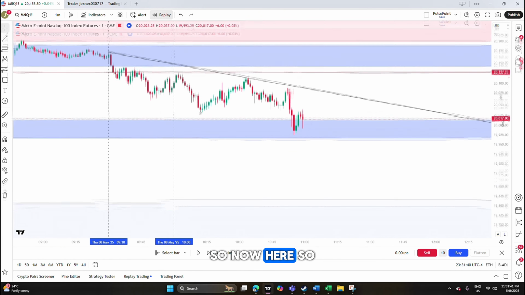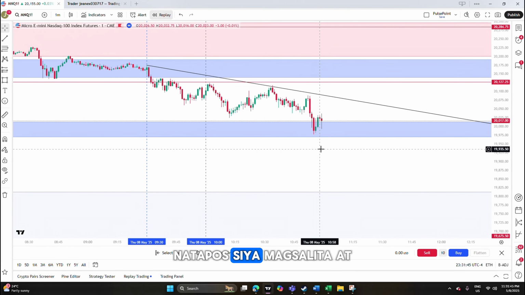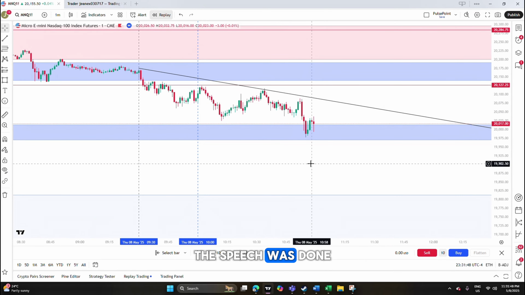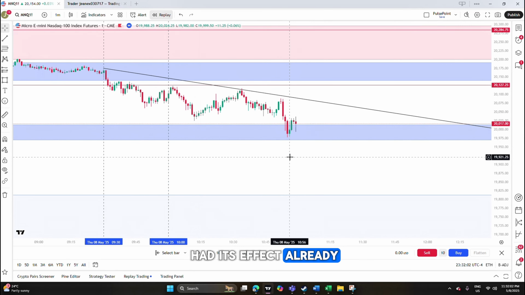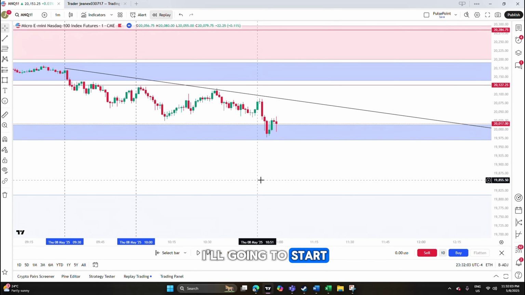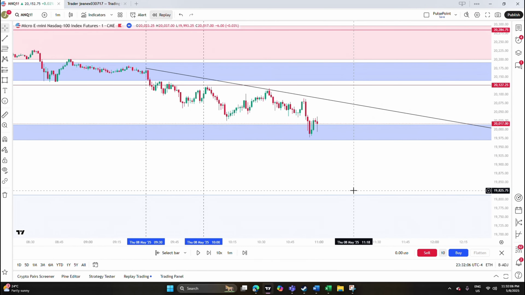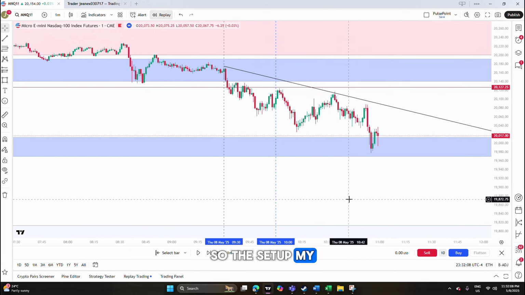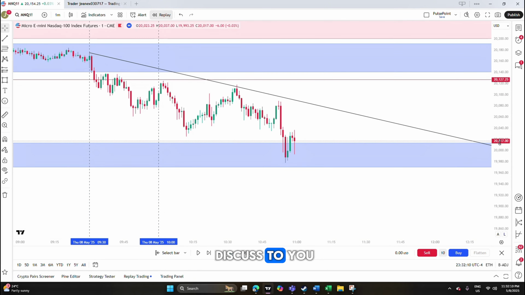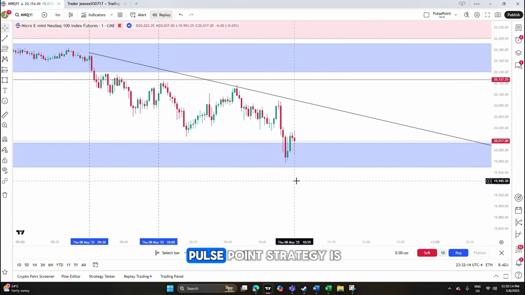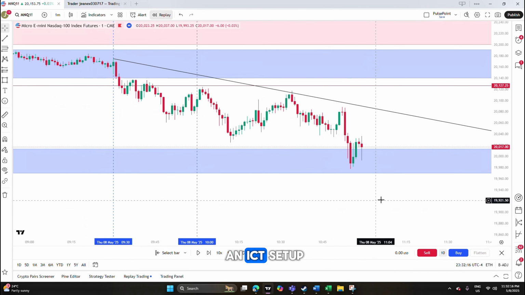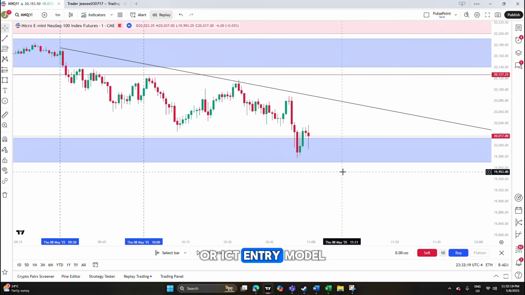The speech was done at around 11. The news at 8:30 had its effect already. So I said, okay, I'm going to start hunting for my setup. The setup that I will discuss in my upcoming video is part of the Pulsepoint strategy. It is an ICT setup, or ICT entry model.